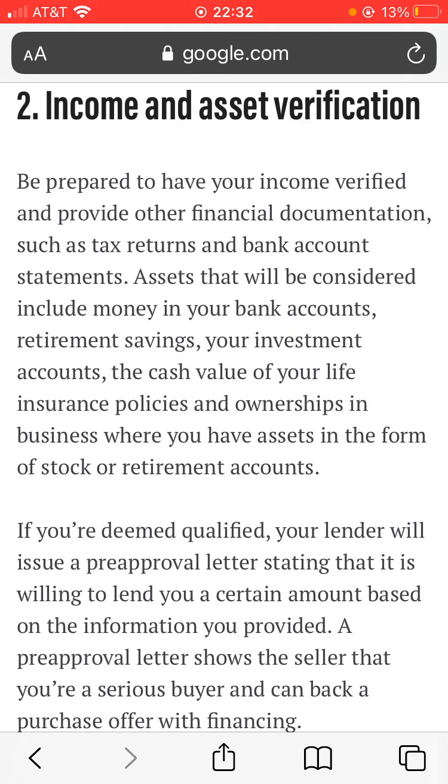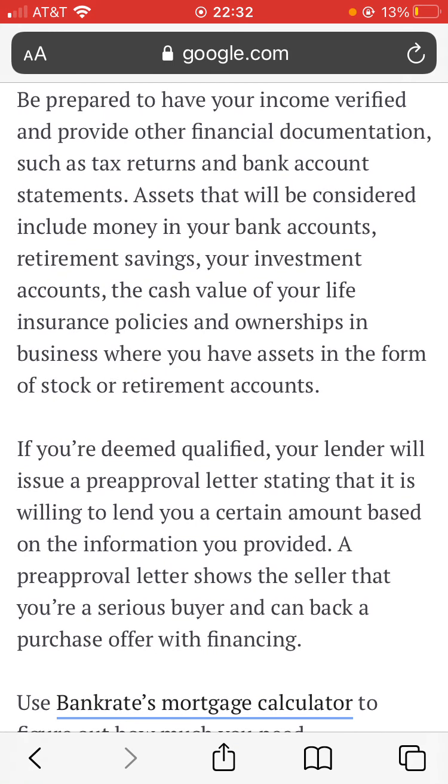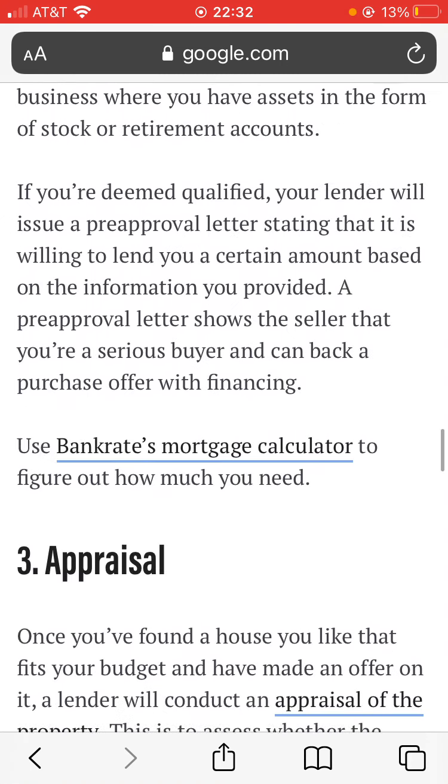Number two, income and asset verification. Be prepared to have your income verified and provide other financial documentation such as tax returns and bank account statements. Assets that will be considered include money in your bank accounts, retirement savings, your investment accounts, the cash value of your life insurance policies, and ownerships in businesses where you have assets in the form of stock or retirement accounts.